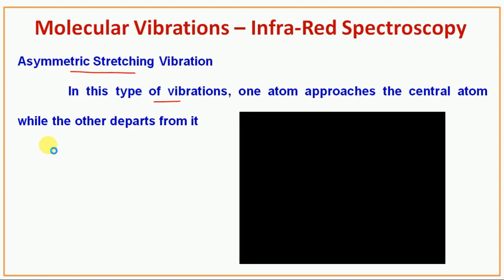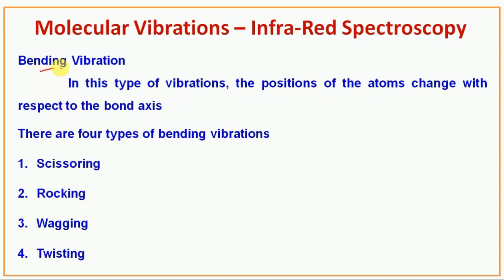Next, bending vibration. In this type of vibration, the position of the atoms changes with respect to the bond axis. What is meant by bending vibration? The positions of the atoms change with respect to the bond axis. That is called bending vibration. There are four types of bending vibration. What is that? Scissoring bending vibration, rocking bending vibration, wagging bending vibration, last one twisting bending vibration.